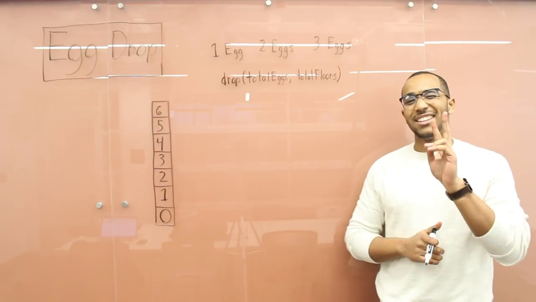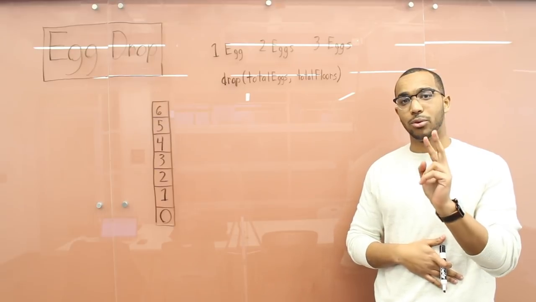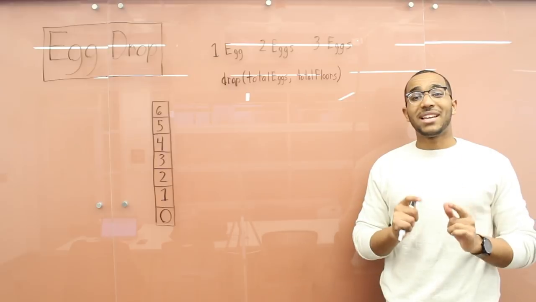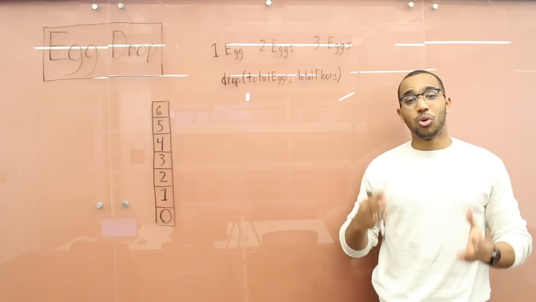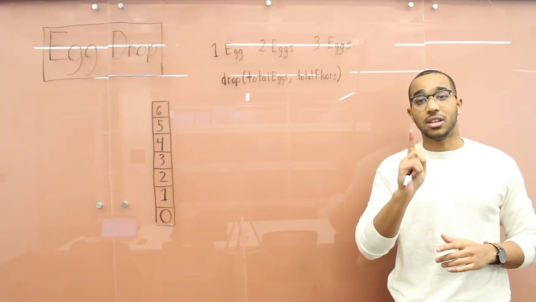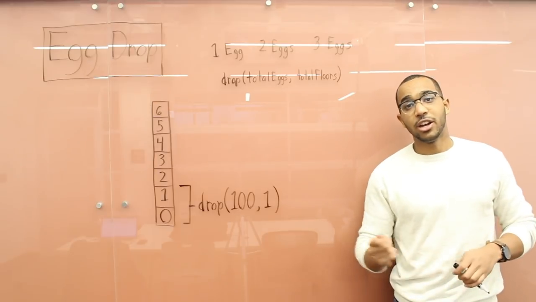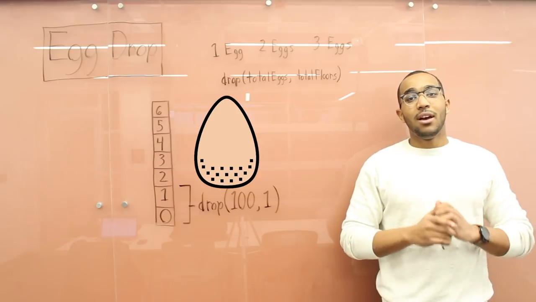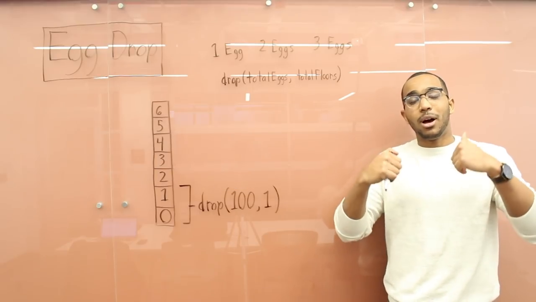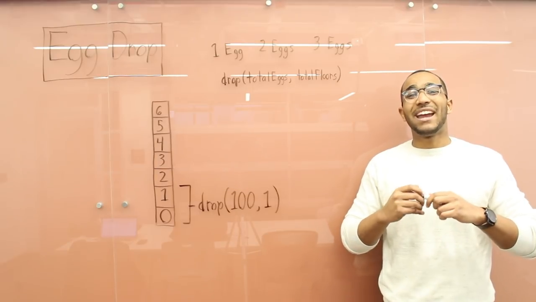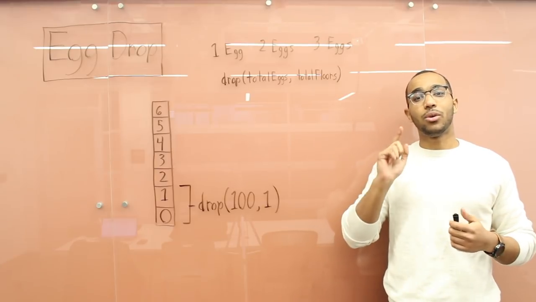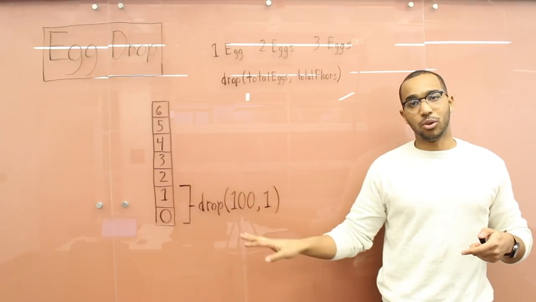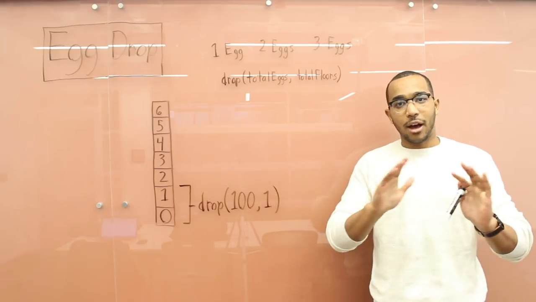Okay, so now let's investigate base case number two. Our first base case related to the amount of eggs we had. Now our base case relies on the amount of floors we have. Imagine our caller does this. My caller says, here you go, here's 100 eggs, and here is one floor. What is the minimum amount of drops you can do to guarantee to me that you're going to give me the pivotal floor?